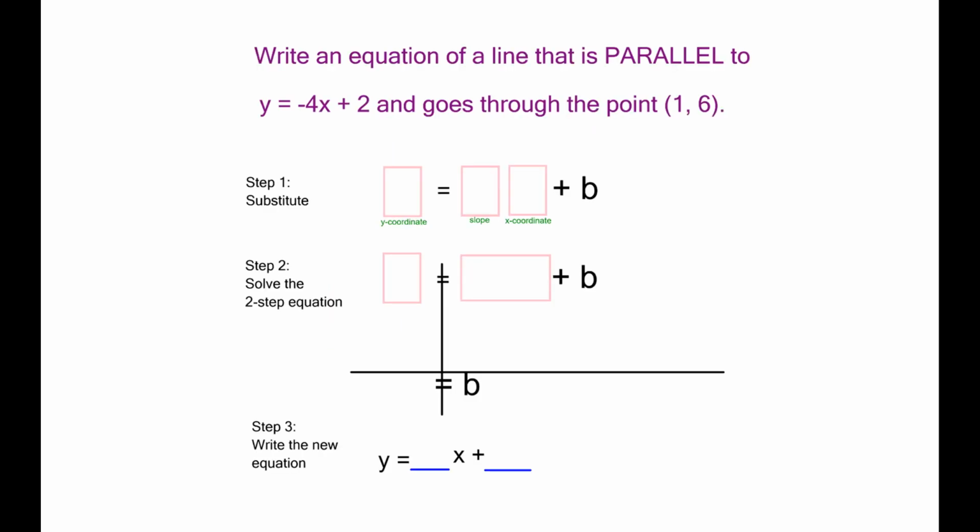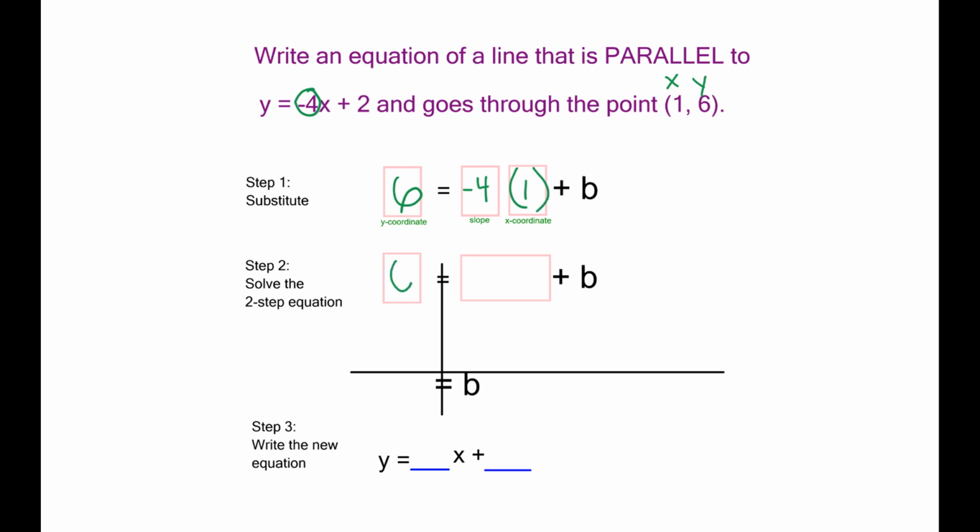Here's another example. I'm going to use the slope-intercept form again. It's still parallel. It's going to be parallel to y equals -4x plus 2 and goes through the point 1, 6. So my parallel slope is going to be -4. It's going to be the same slope. Here's my x variable, here's my y, and I'm going to plug it in. My y is 6, my parallel slope is -4, and my x coordinate is 1. Once again, I'm going to put parentheses around that so we can see to multiply.